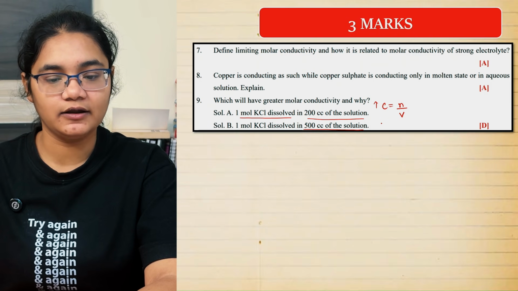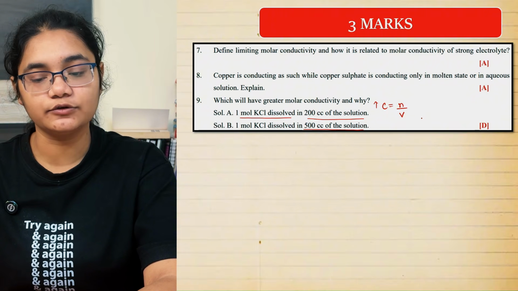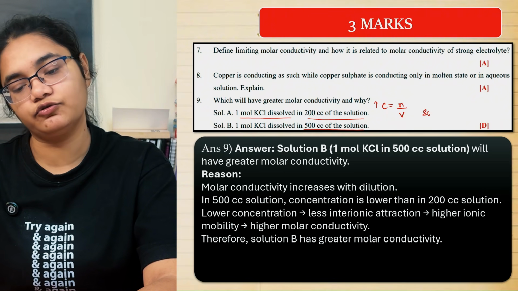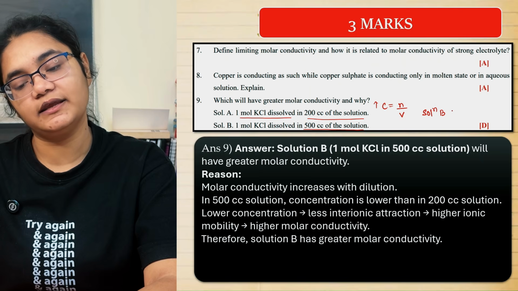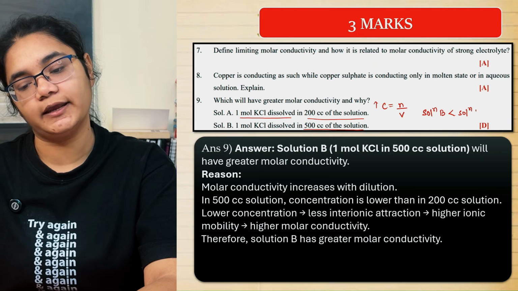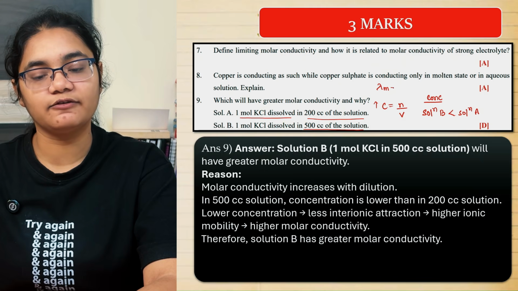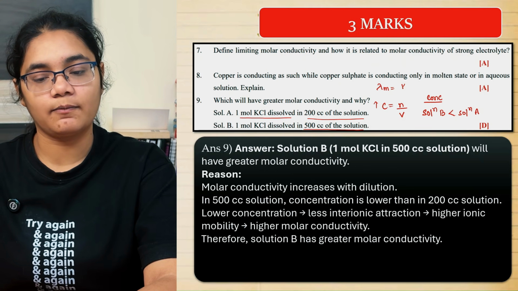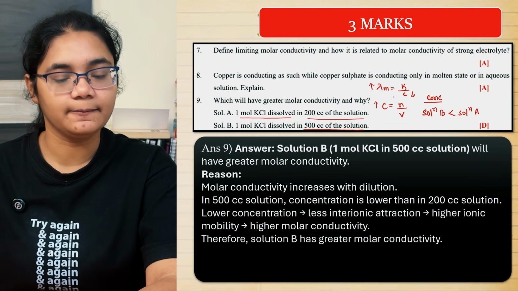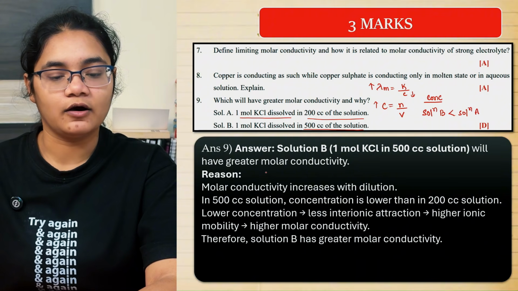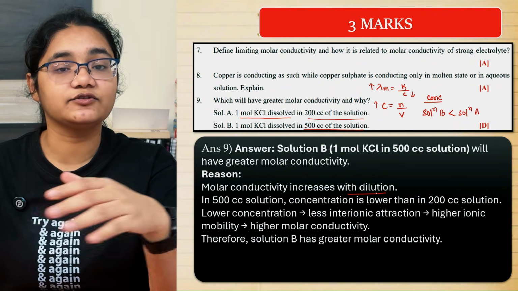So I can say that out of solution A and B, solution B is less concentrated than solution A, concentration wise. And we have seen the molar conductivity formula is what? Kappa into 1000 by C. So if less concentration, more molar conductivity. So that is the reason: molar conductivity increases with dilution.